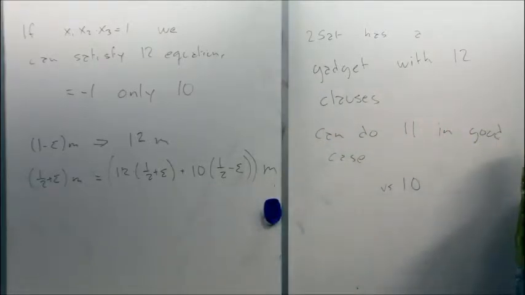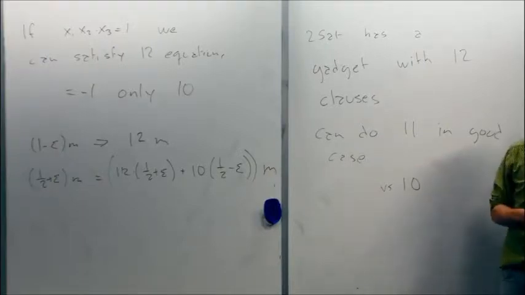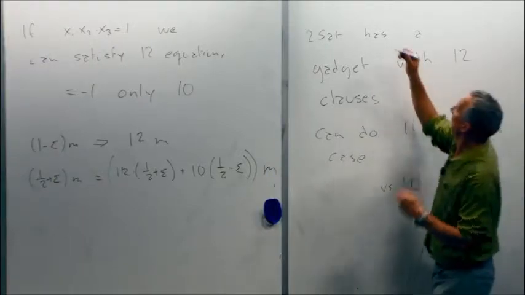So in fact you can do 11 versus, I don't know, do you want to see this gadget? So 3-set, this is 3-Lin to 2-set.